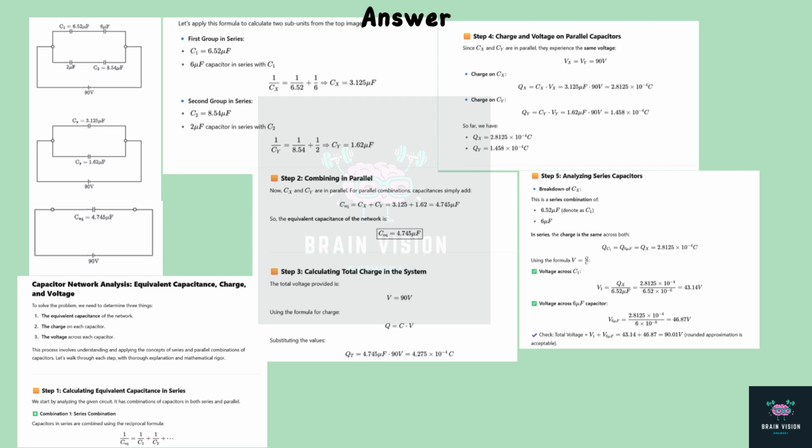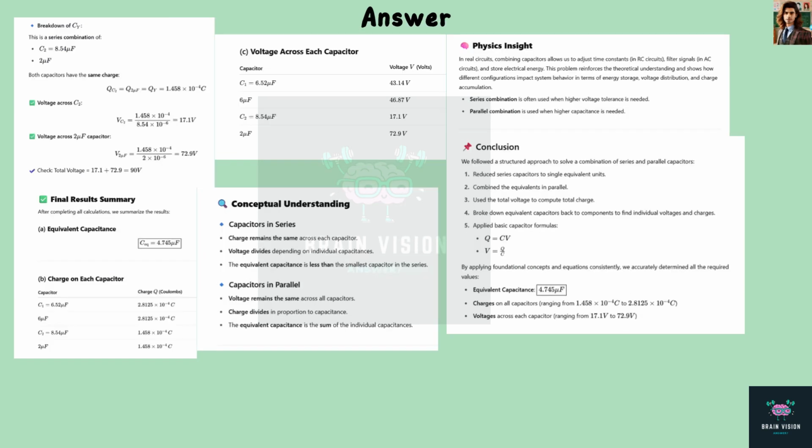Voltage across the 6 µF capacitor: V6µF equals 2.8125 times 10 to the minus 4 over 6 times 10 to the minus 6, equals 46.87 volts. Check: total voltage equals V1 plus V6µF equals 43.14 plus 46.87 equals 90.01 volts. Rounded approximation is acceptable. Breakdown of Cy. This is a series combination of C2 equals 8.54 µF and 2 µF. Both capacitors have the same charge. QC2 equals Q2µF equals Qy equals 1.458 times 10 to the minus 4 C. Voltage across C2 equals 1.458 times 10 to the minus 4 over 8.54 times 10 to the minus 6, equals 17.1 volts.